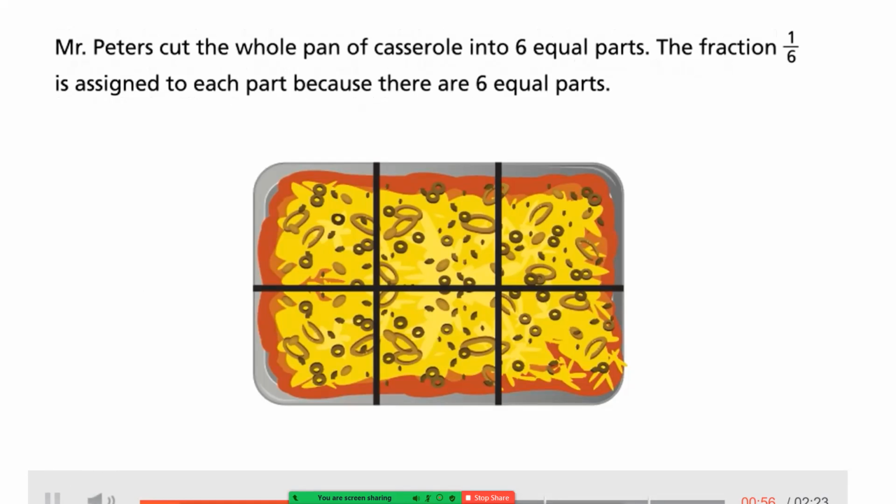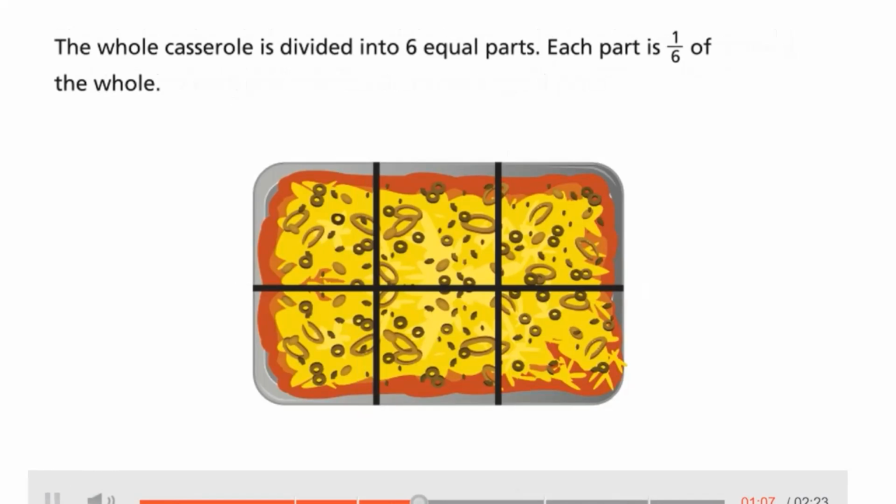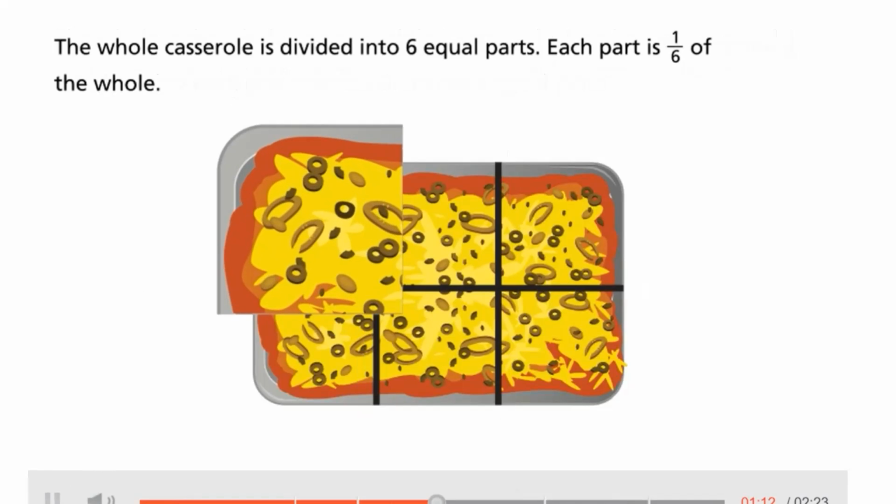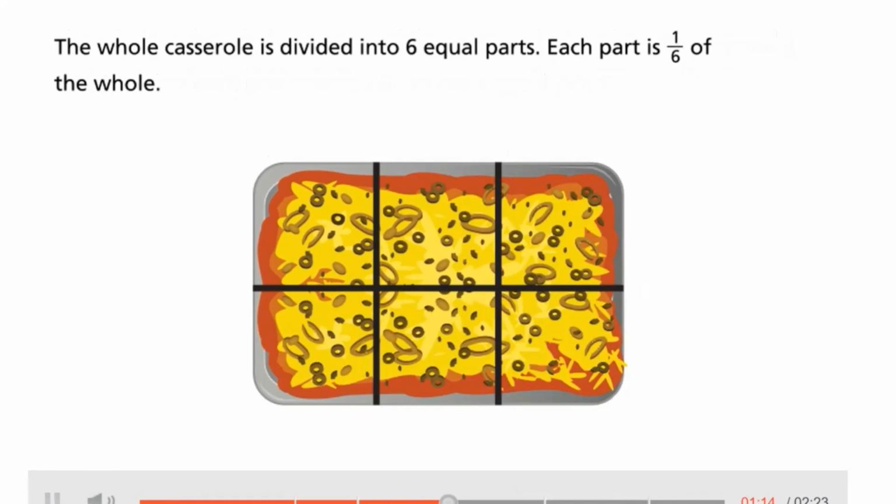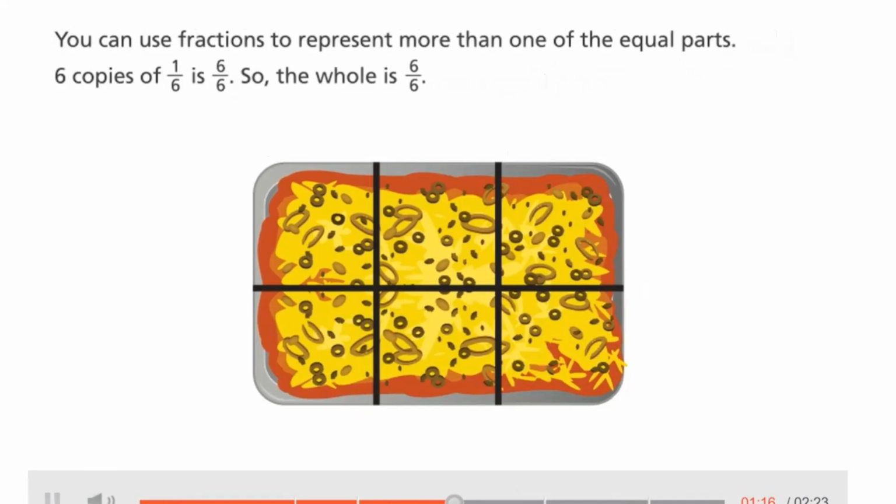Mr. Peters cut the whole pan of casserole into 6 equal parts. The fraction 1/6 is assigned to each part because there are 6 equal parts. The whole casserole is divided into 6 equal parts. Each part is 1/6 of the whole. You can use fractions to represent more than one of the equal parts. 6 copies of 1/6 is 6/6. So the whole is 6/6.